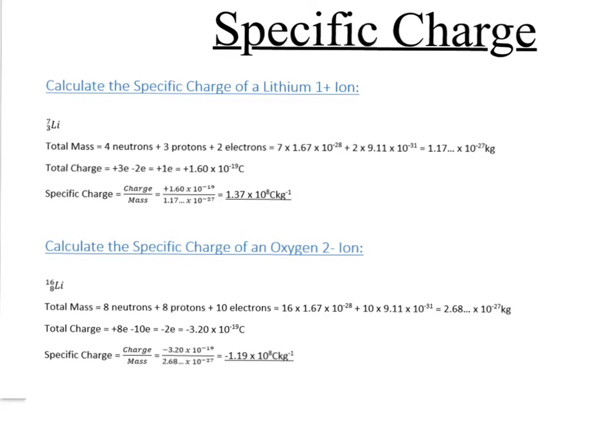I've been a bit sloppy with my nuclide notation, because for some reason there's still an Li, which is a bit sloppy. So it should look something like that for an oxygen atom. And then we put the numbers in, so we've calculated the total mass, and we've got the total charge, because we've got 2 electrons, so 2 times 1.6, but remember it's going to be negative this time because it's got a negative charge on it. Okay, so that's specific charge.